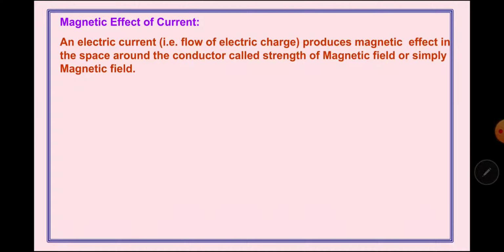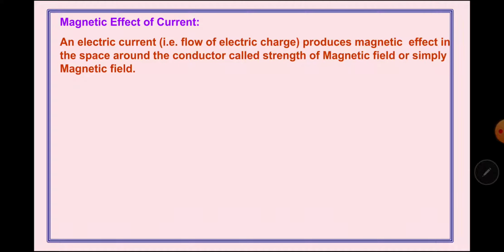So, first of all, the magnetic effect of current. Let us see what is the meaning of magnetic effect of current. An electric current produces a magnetic effect in the space around the conductor, called the strength of magnetic field or simply magnetic field. Students, so far you have already studied two types of fields. One was the gravitational field and the other was the electric field. In the case of gravitational field, we have learned that whenever there is an object carrying certain mass, it has a region around it up to which its gravitational force is experienced.